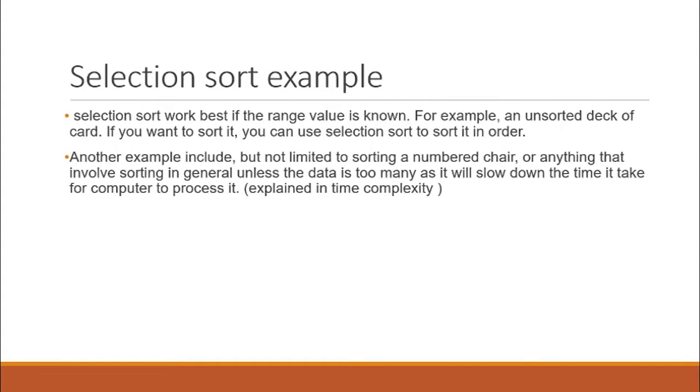Selection sort example. Selection sort works best if the range of values is known. For example, an unsorted deck of cards. If you want to sort it, you can use selection sort to sort it in order. Another example included, but not limited to, sorting numbered chairs or anything that involves sorting in general, unless the data is too many, as it will slow down the time it takes for a computer to process it, which I will later explain in time complexity.